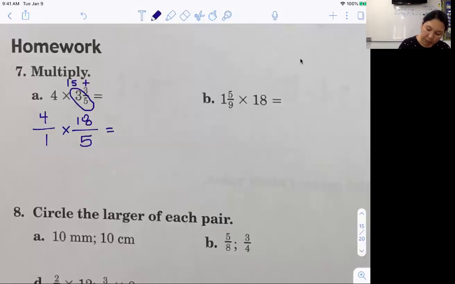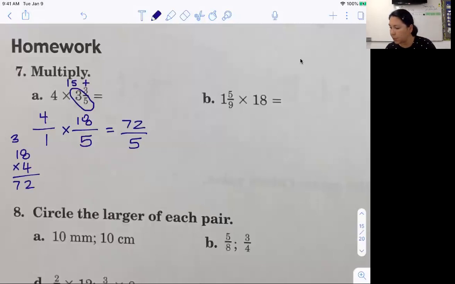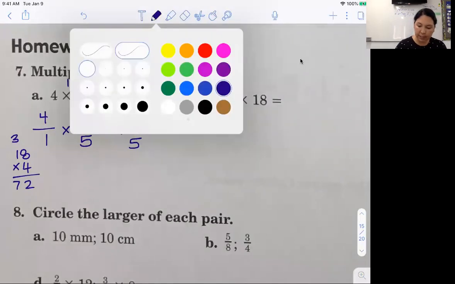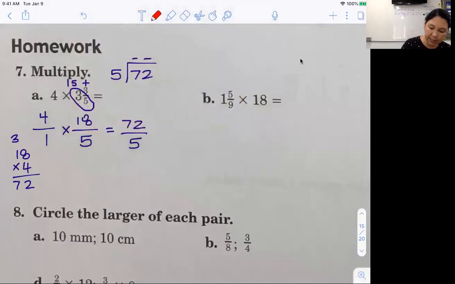All right, top times top, bottom times bottom. I know my bottom is going to be 5. 1 times 5 is 5, but let's do 18 times 4. I'm going to do it over here on the side. 4 times 8 is 32. 4 times 1 is 4, plus 3 is 7. So I got 72. 72 over 5. I know that I can't leave that. It's improper. Can 5 kids go into 72 desks, or in 7 desks, sorry?